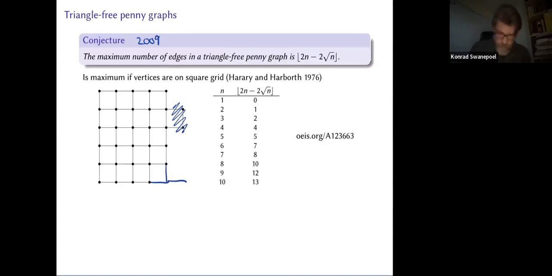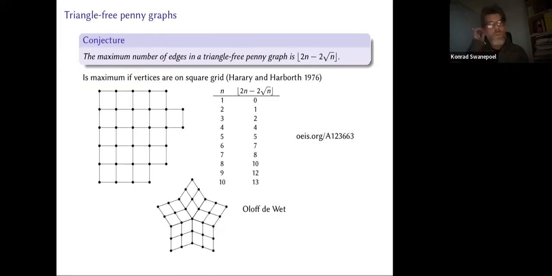Or I can remove that and I can sort of make a pentagon here. I can also do that. There are worse examples where it's not on a square grid like this one. So long ago, this was my first PhD student, Olof de Wet in South Africa. I gave him this problem. He worked on it a little bit and he found this example.